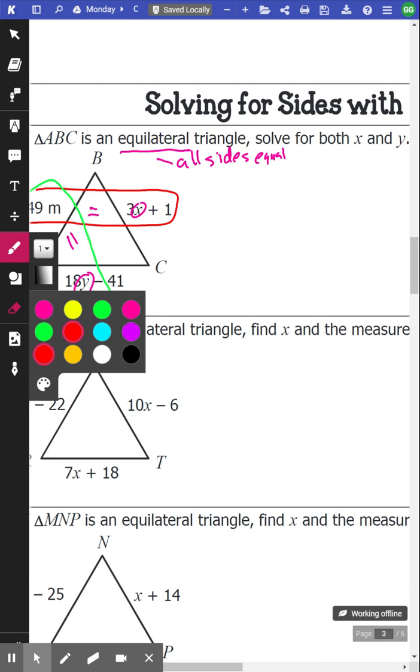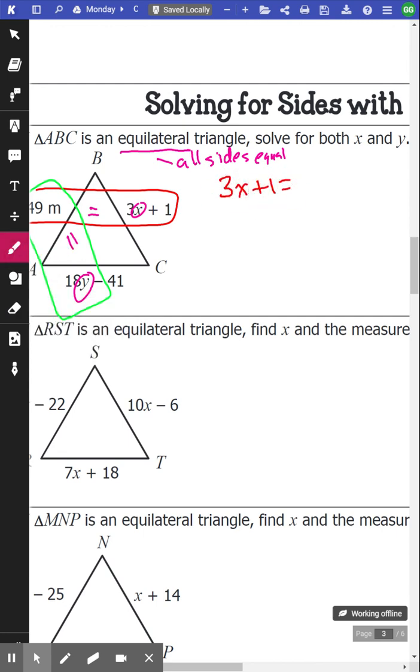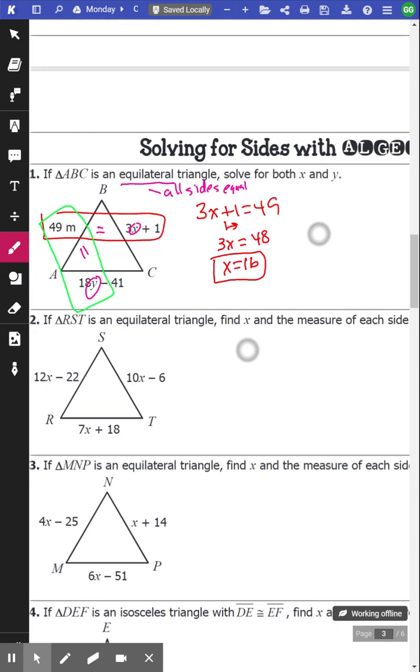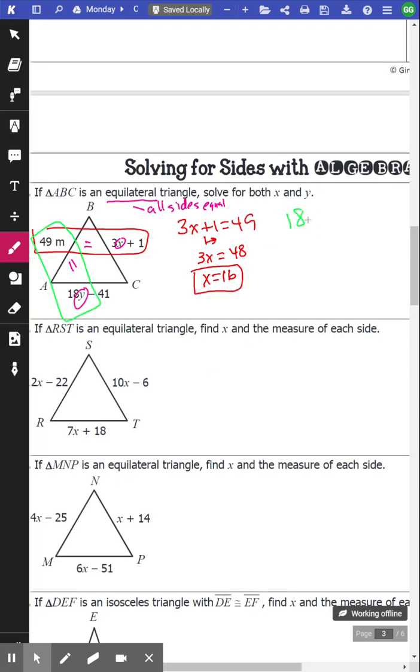So let's do the x first. So we know that 3x plus 1 is equal to 49. Move the 1 across by subtracting it. So I got 3x is equal to 48. And then after you divide, x is 16. Then we do the y. Again, those two sides are equal, so we have 18y minus 41 is equal to 49. Move the 41 across by adding it to both sides. That leaves me with 18y is equal to 90. Once you divide, you find out that y is 5.